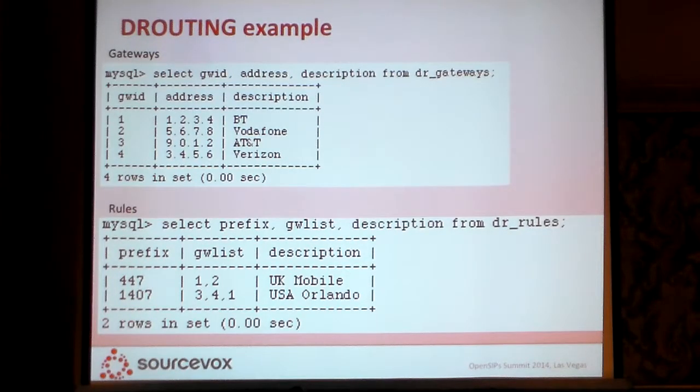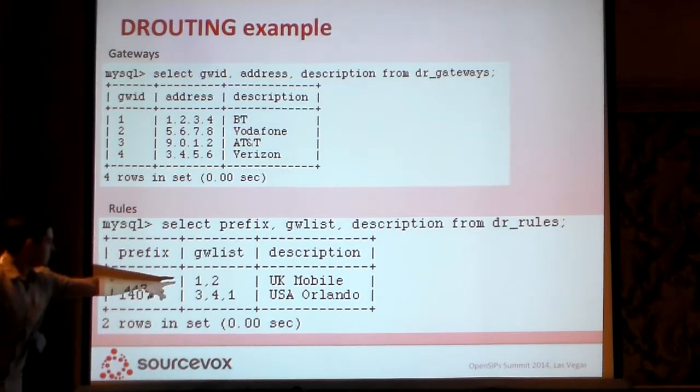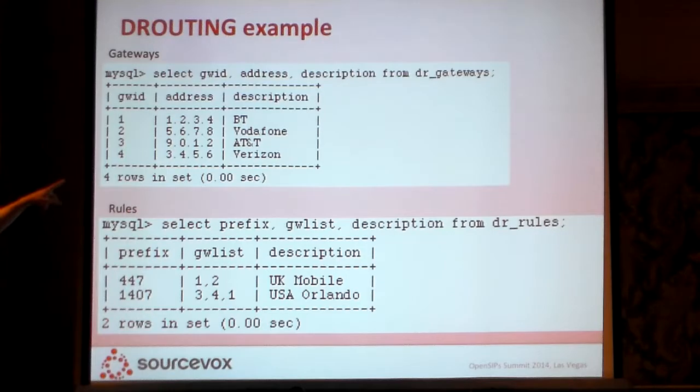And what this is saying is that when you call 7 UK Mobile, choose gateway 1 first, which is BT, and the next gateway to choose is gateway 2, which is Vodafone. So we've represented our least cost routing scenario within the dynamic routing module here. Cheapest is BT, so that's 1. Next cheapest is Vodafone, so the second carrier.